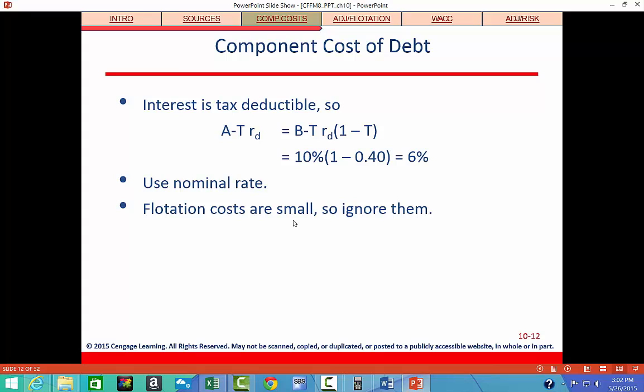So the tax rate they said earlier in that one big slide with all the information was 40%. So the after-tax cost of debt is 10% times 1 minus 0.4, which gives us 6%. And the flotation costs in this chapter for debt, we'll just ignore them. That would be the cost of getting someone to help us issue debt. There is a small cost for that, but we're not going to consider that.